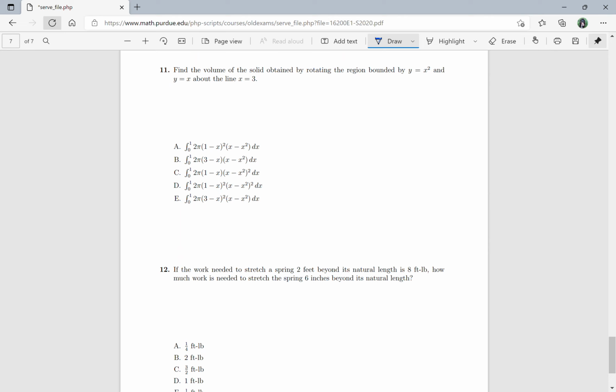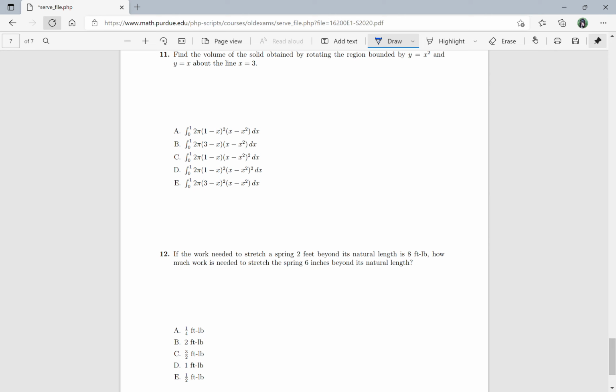Number 11, find the volume of the solid obtained by rotating the region y equals x squared and y equals x about the line x equals 3. So there's x. There's x squared. We know they intersect at 1, 1. But we're going to rotate them around x equals 3. So we have to use the cylindrical shells method.